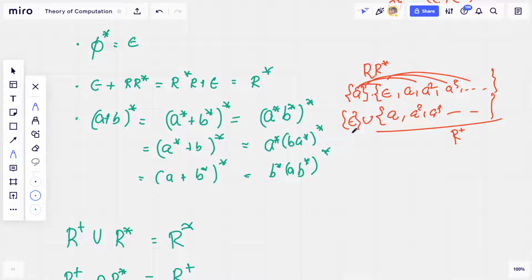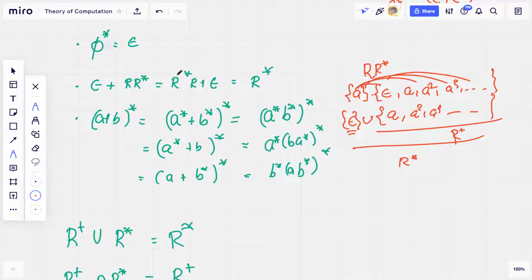But if I just simply take a union with epsilon, I'll get r star again, right? So that's what it is. This is r plus actually. This is r plus. And if in r plus I take a union with epsilon, I'll again get r star back, right?